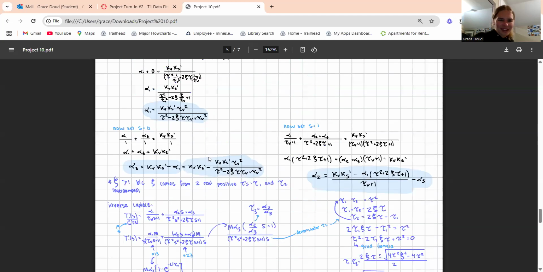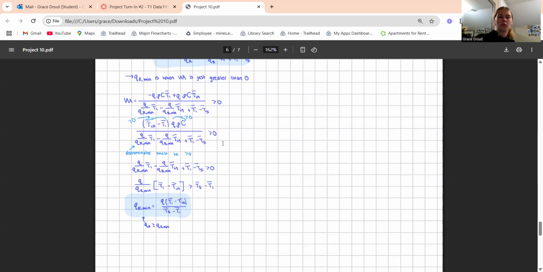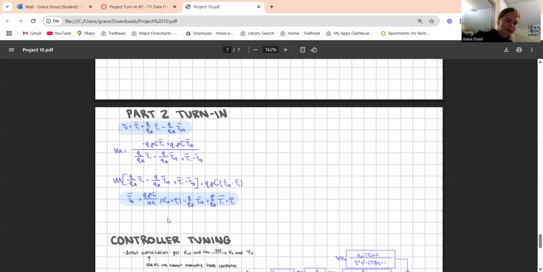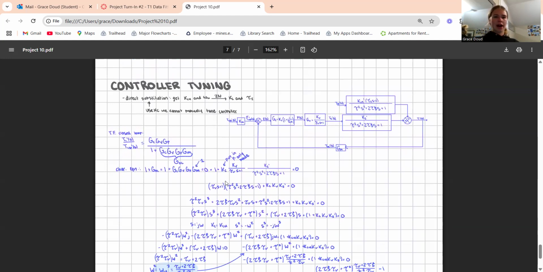Okay, perfect. So I'm going to show you my controller tuning quickly. I guess this is my UA equation from turn-in 1 that I used, and then I rearranged it down here to get TS. For controller tuning, I did direct substitution. I got KC Ultimate and Omega Ultimate, and then I used Ziegler-Nichols correlations to get KC and Tau I.